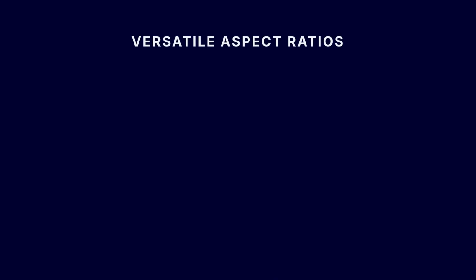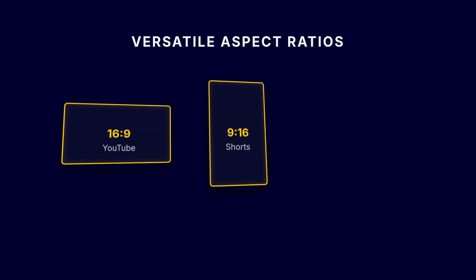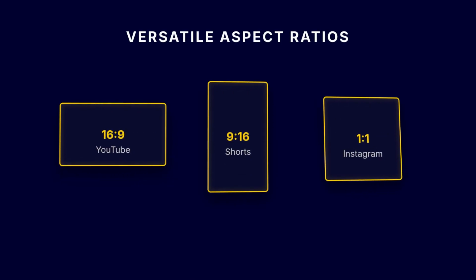Veo 3 supports multiple aspect ratios. Use 16 by 9 for YouTube, 9 by 16 for shorts, or even 1 by 1 for Instagram posts. Once your video is ready, exporting is simple. You can download your clips in standard formats ready for your favorite video editor. Whether you use Premiere Pro, CapCut, or DaVinci Resolve, Veo 3 clips blend seamlessly into any professional or casual project.